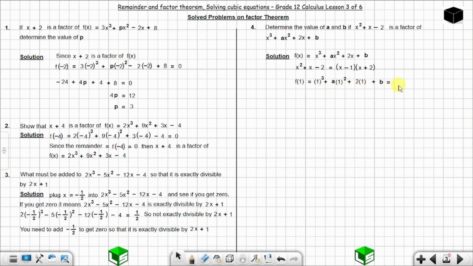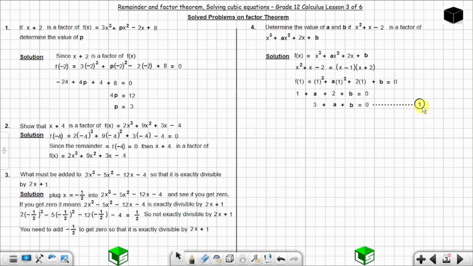This is equal to 0 because you have a factor. So the remainder is equal to 0, remember from the previous slide. We carry on. This is equal to 1 plus 1 times a, it's a, plus 2 plus b. This is equal to 0. So you have 1 plus 2, which is 3, plus a plus b equal to 0. So this is our first equation.